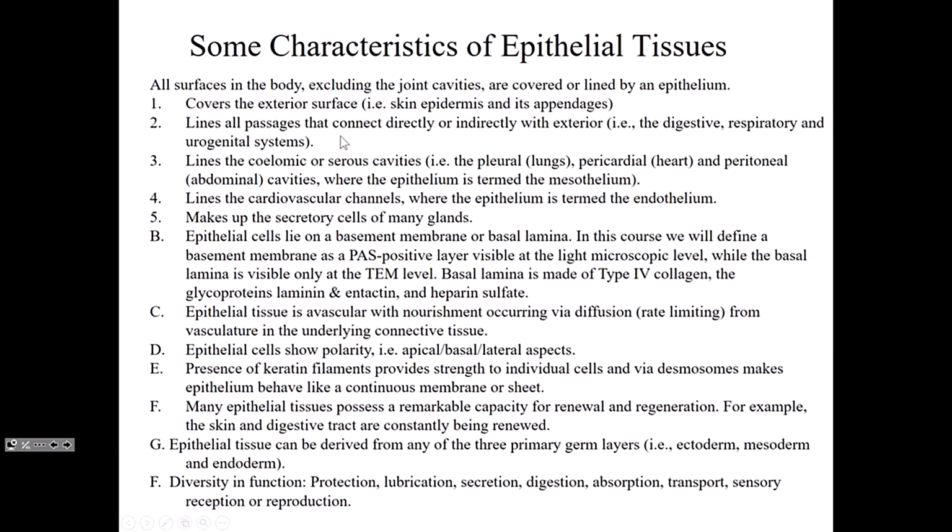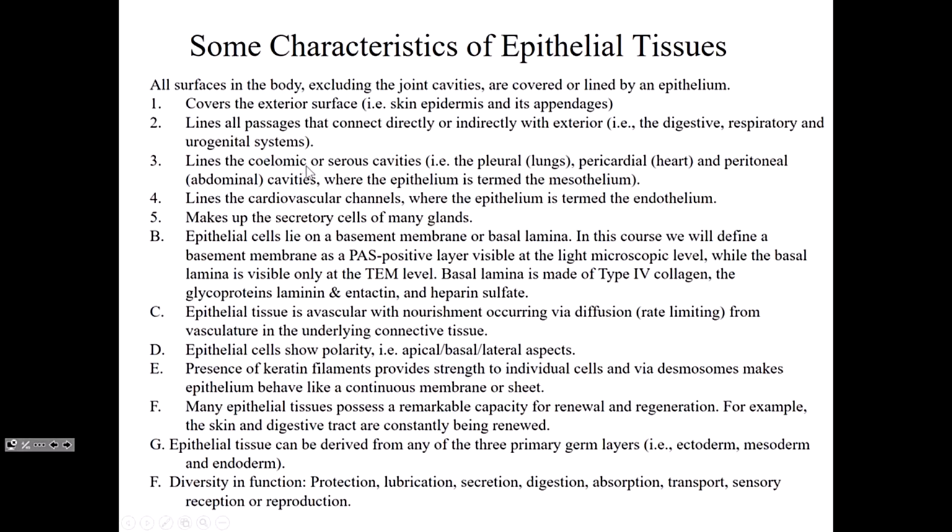Epithelia line most of the passages of the body, so they line the digestive tract, they line the respiratory tract, the lungs, alveoli, and so on, and the urogenital system, okay? So the reproductive organs and also the excretory organs, kidneys, ureters, bladder, urethra, and so on.